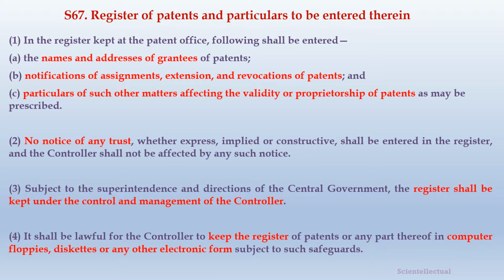Section 67. Register of Patents and Particulars to be entered therein. Subsection 1 says, in the register at the Patent Office, the following shall be entered: names and addresses of grantees of patents, notification of assignments, extension and revocation of patents, particulars of other matters affecting the validity or proprietorship of patents.